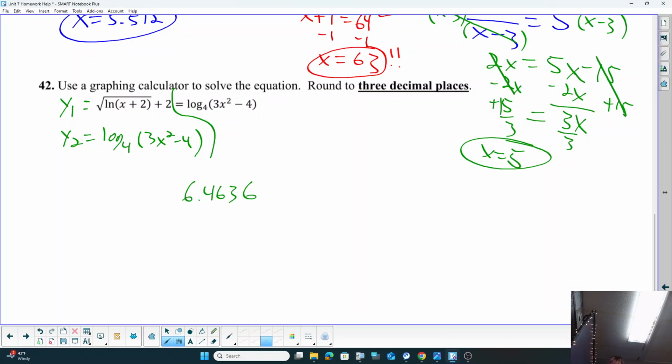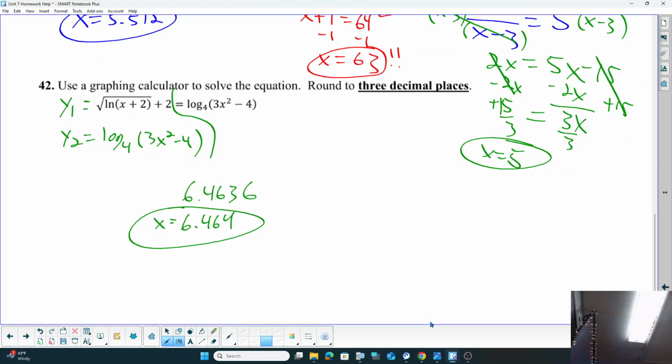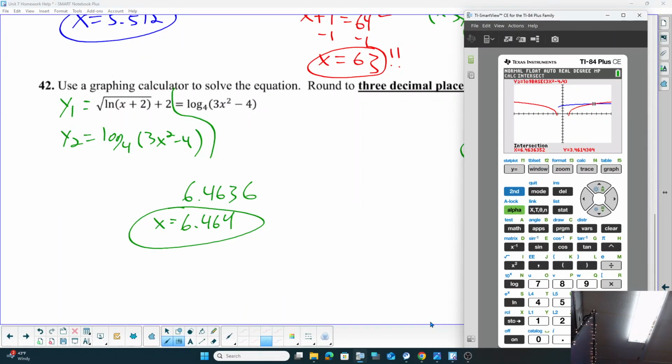6.4636. And that's going to round up to 6.464. Is our answer. That's our answer. Awesome. All right, just helping a student there. Okay, so we graphed it. We got it right. So there's our intersection.